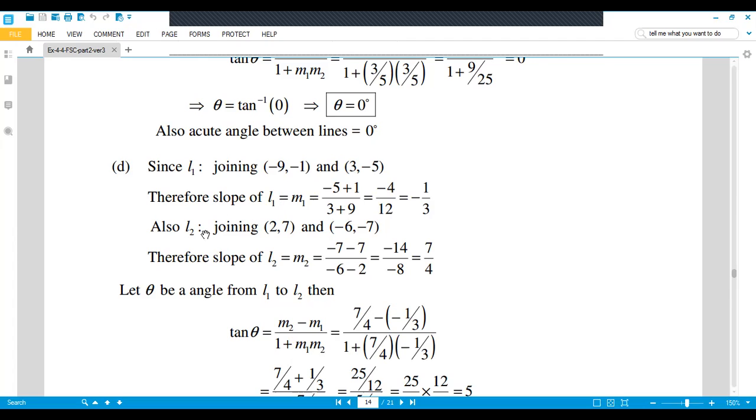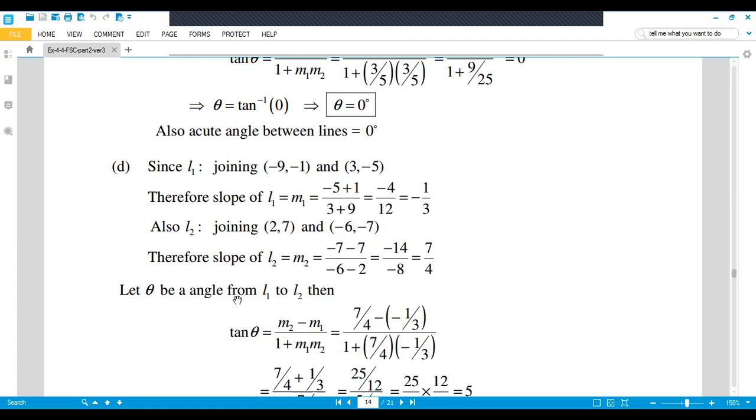We also find the slope for L2 in the same way. You know that when you are given 2 points, you can easily find the slope with the 2-point slope form. That is y2 minus y1 divided by x2 minus x1. It means that from the second point, the second value -7 you will take, minus the first point's second value, that is -7. And here x2 is -6 minus x1 is 2, so we get -14 over -8. When we cancel with the table of 2, we get 7 over 4.